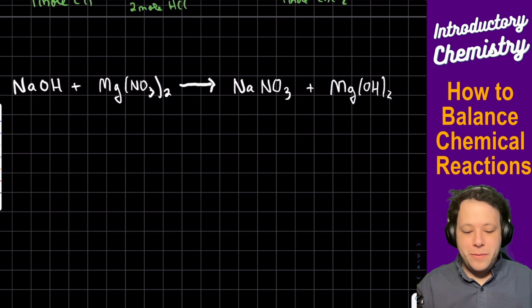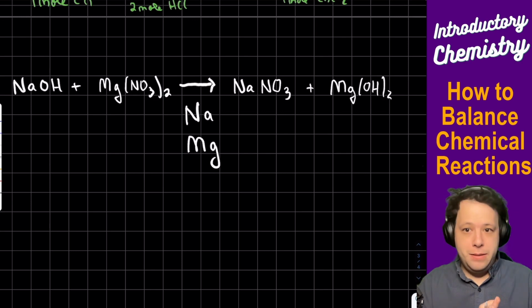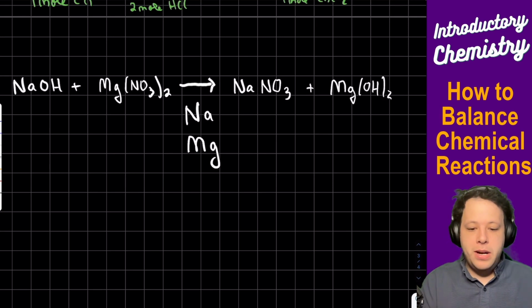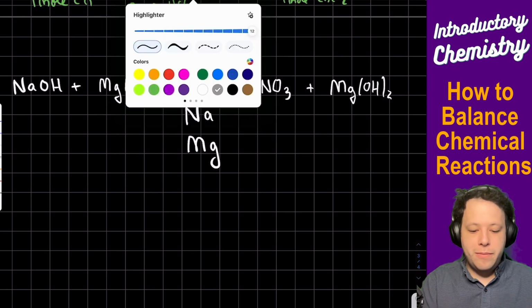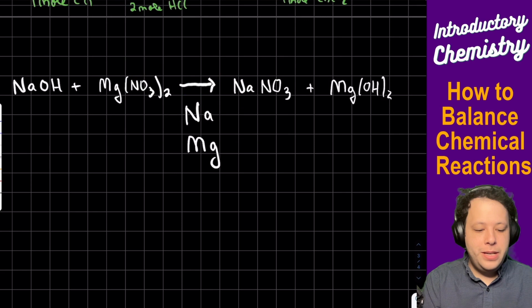The first thing we're going to do is list out all the different starting pieces. So we have sodium, we have magnesium. Now, this is one of my biggest tips. Notice how we have polyatomics in this part of the problem. What do I mean by a polyatomic? We have hydroxide, which is a polyatomic.